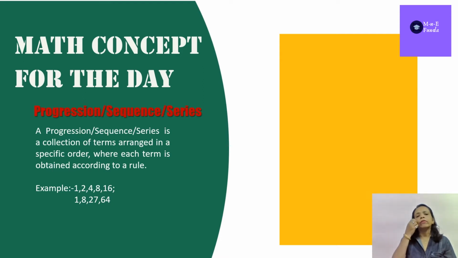It is a progression. In the second example, 1, 8, 27, 64, here the first term is 1, that is 1 cube, second term is 2 cube, third term is 3 cube, fourth term is 4 cube. So like this it maintains a specific rule. So here the series obeys a rule of cube.